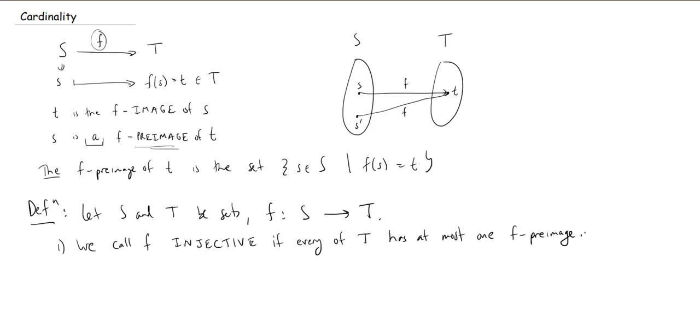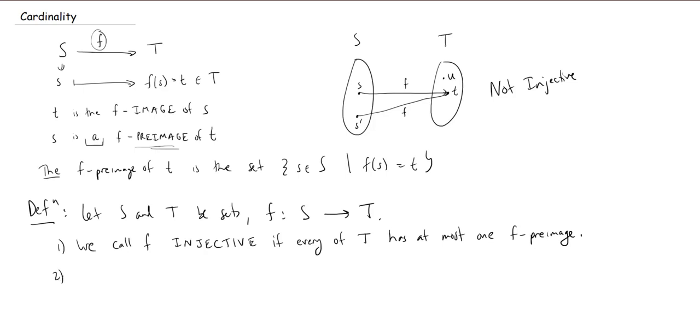Okay, so this picture up here, not injective, because here I have an element t that has, well, at least two preimages. Now it could be I have another element u and there's no arrow going into it. That's okay. This has no preimages. That's fine. Injectivity just says you can have at most one preimage.